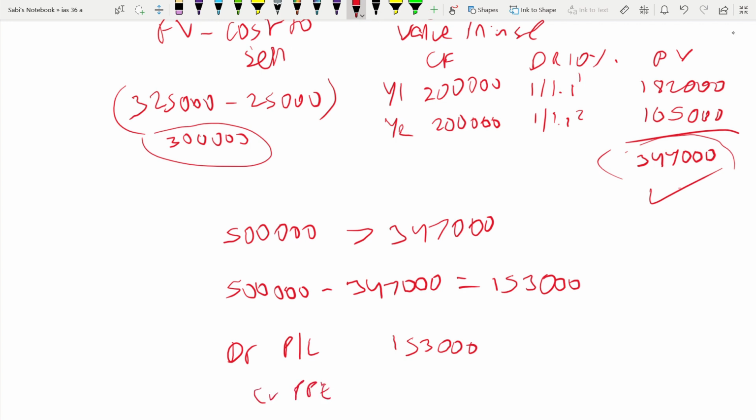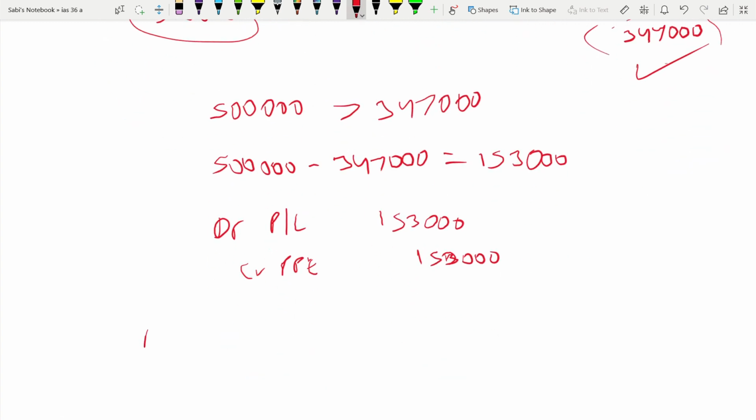PPE 153,000. Okay. This is how it goes. Now coming to part B. Imagine already 10,000 was there in the revaluation reserve. You have revalued this asset. Then what do you say? Still the asset must be written down to 153,000 only. Nothing changes with this. Writing down is same. Impairment is same. But the way you recognize it in the P&L is different now.